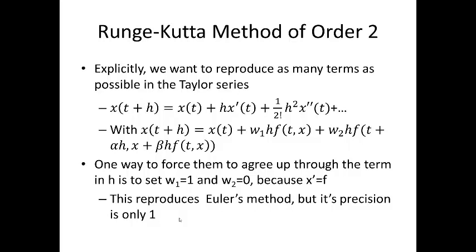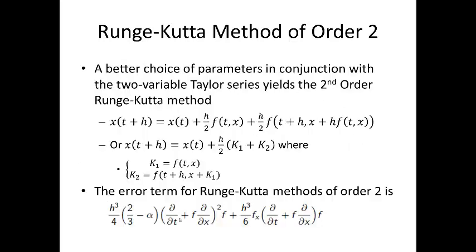One way to force them to agree up through the term h is to set W1 equal to 1 and W2 equal to 0, because x prime is equal to f. This reproduces Euler's method, but as we saw in the last section, its precision is only 1, and we'd like to have a little bit better precision. A better choice of parameters in conjunction with the two-variable Taylor series yields the second-order Runge-Kutta method, and that's given below.